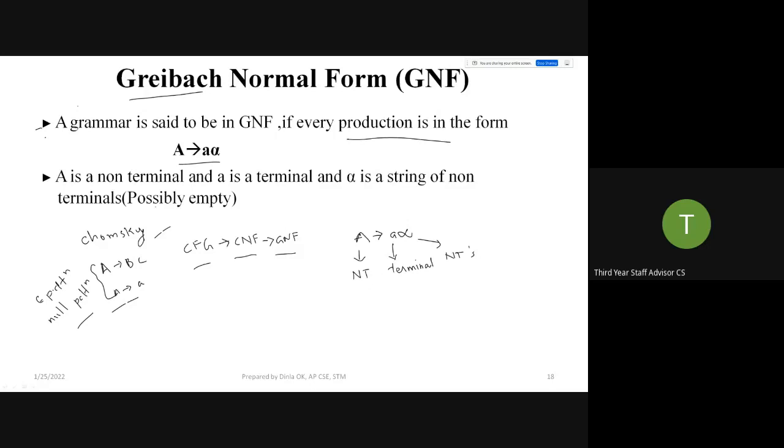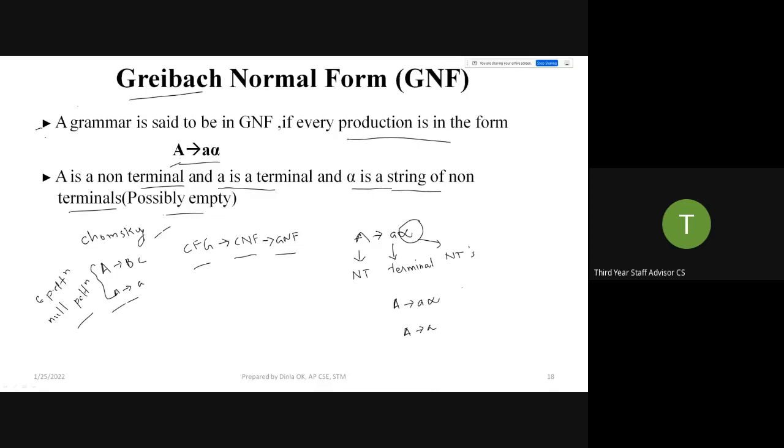Okay, and here we are saying that A is a non-terminal. Left hand side will be a non-terminal, then right hand side must start with a terminal symbol, and it must be followed by alpha. Alpha is a string of non-terminals. That means it can be the combination of non-terminals. Okay, and we are saying that it can be possibly empty എന്ന് പറഞ്ഞു കഴിഞ്ഞാൽ എന്താ? That is, alpha can be empty. That is, A implies a alpha, or we can have A implies a.